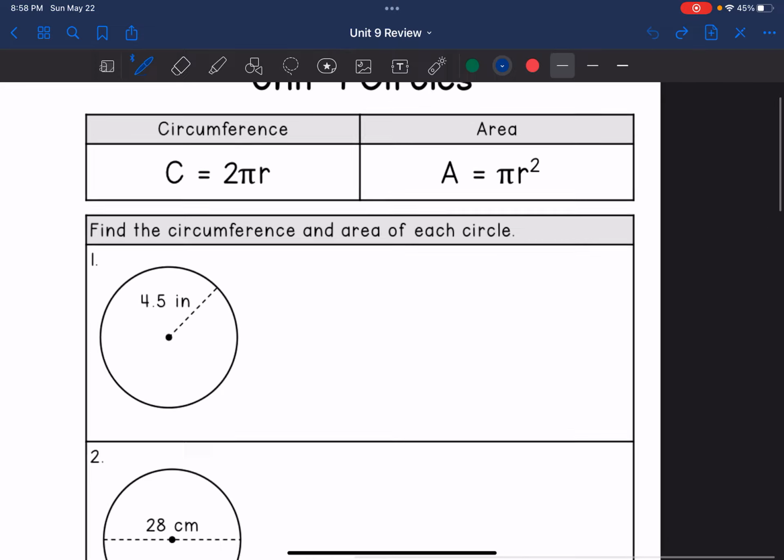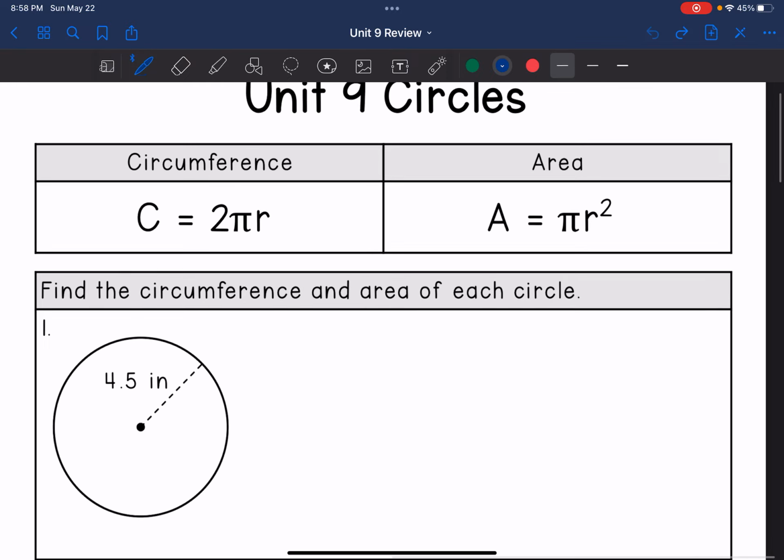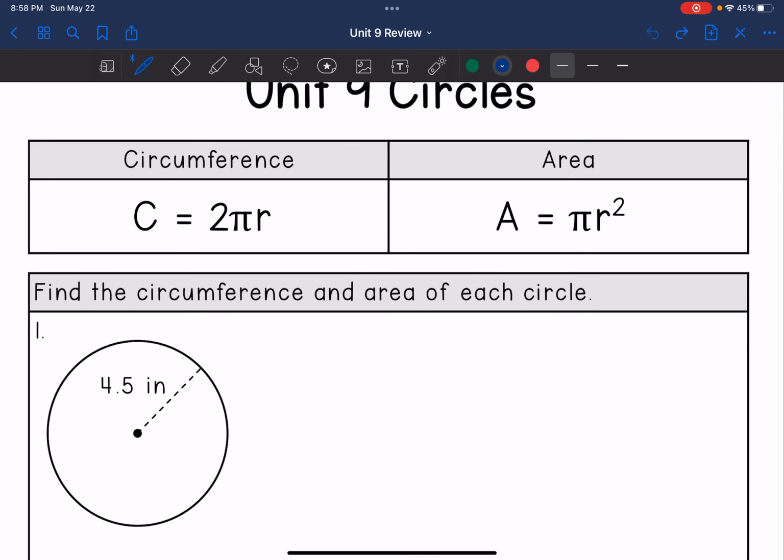So to start out with, you need to remember how to find circumference and area of a circle, and those are the formulas right there. Circumference is 2 pi r, and area is pi r squared, where r represents the radius.